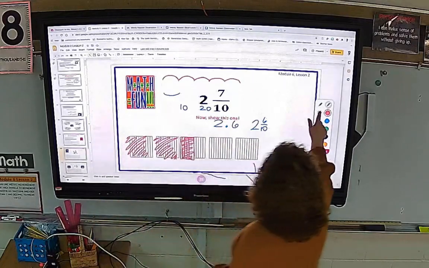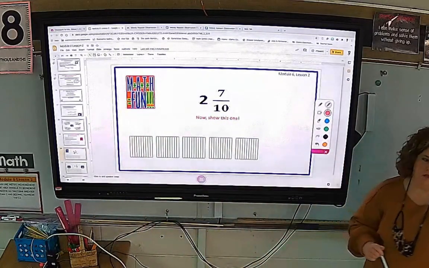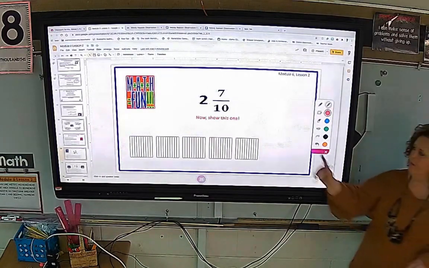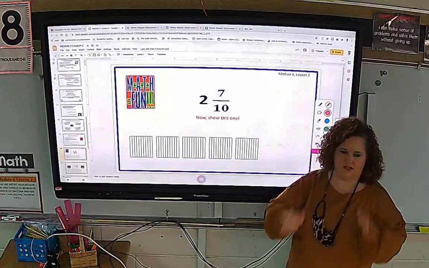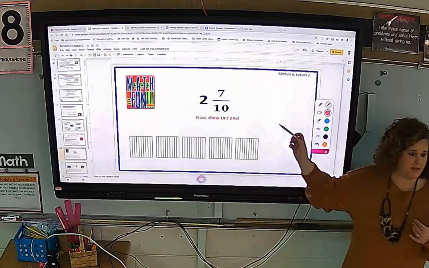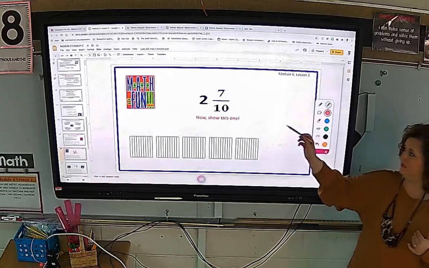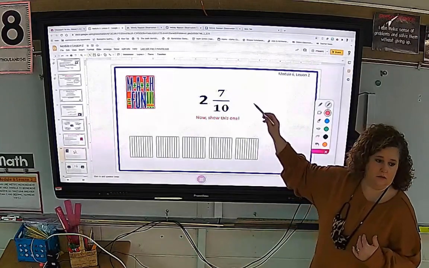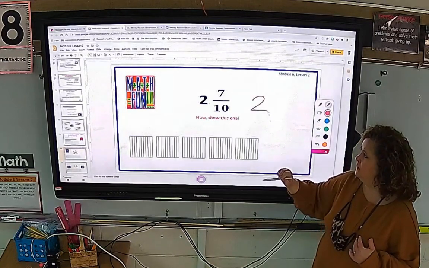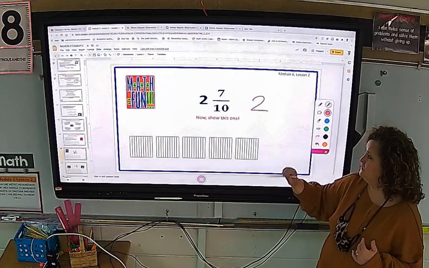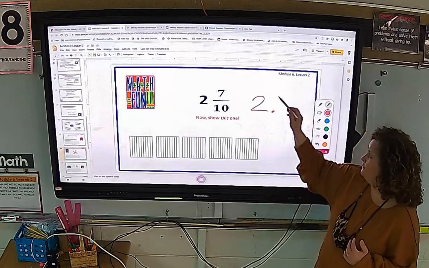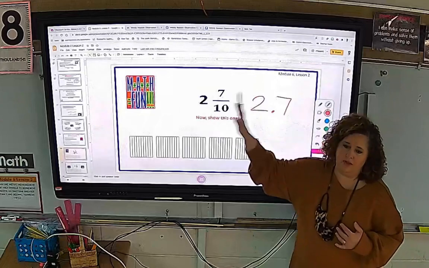So let's take this one. Okay. 2 7/10. Now before we start shading anything, right beside it, because I just want us to get used to seeing this both ways, write the decimal form. What does this look like as a decimal? Valerie, what's it going to look like? What is this? Yep. Okay. So there's our 2 ways of writing it.